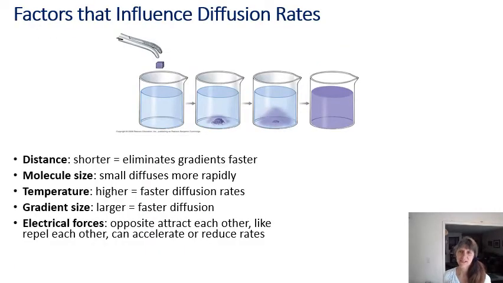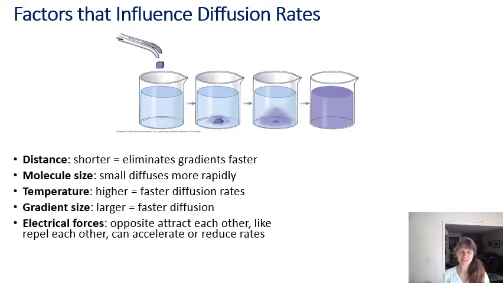There are different factors that can affect the rate of diffusion, including things like distance. The shorter the distance, the less far things have to travel, so diffusion can occur faster. The smaller the molecule, the faster the rate of diffusion. Imagine a little car getting into a space a lot more easily than a real large car or an SUV or a truck. The higher the temperature, the faster the rate of diffusion.